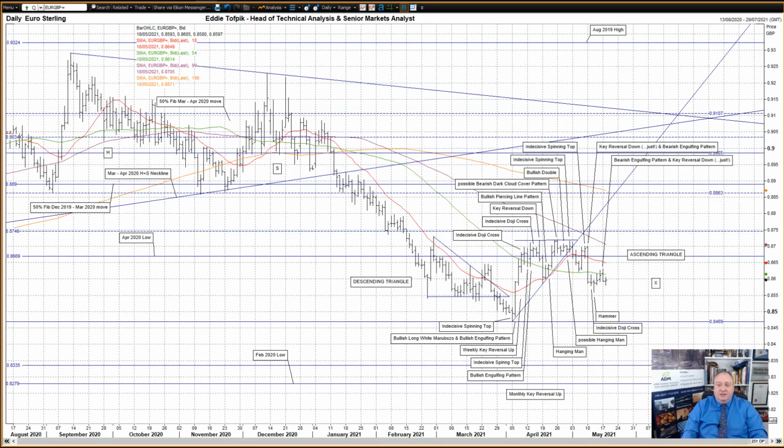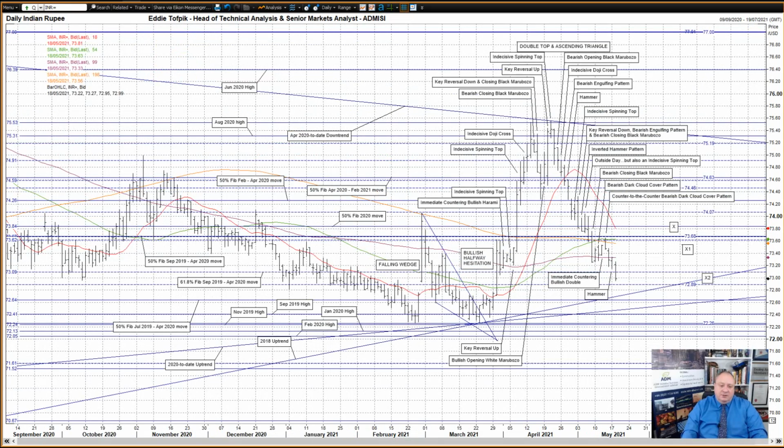Overhead, and in a large part responsible for yesterday's actions, is the short stroke medium moving average, currently 86.14. Meanwhile, below we have the flat line of the bottom of the old March based descending triangle at 85.45. So far today, nothing much. Looking like an indecisive spinning top right now, maybe even a doji cross.